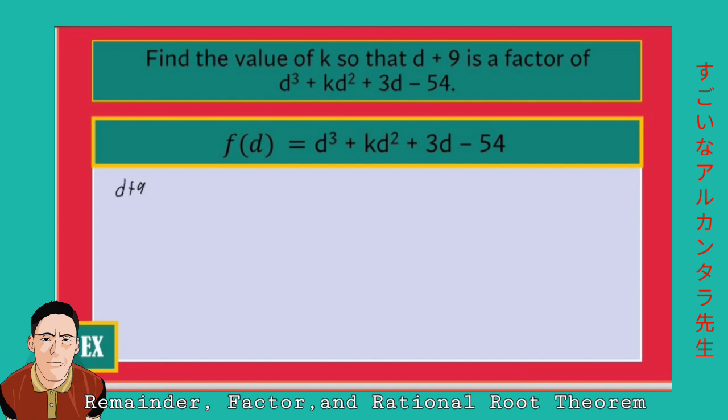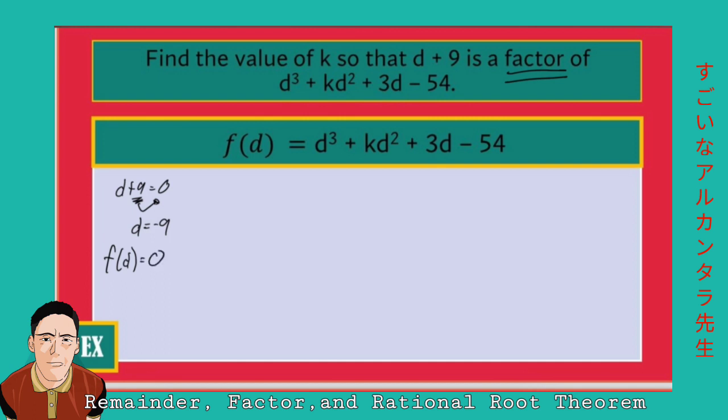Equate it to 0. Transpose d is equal to -9. So now we're identifying if it is indeed a factor. That means all we have to do is to change f of d to 0. So later on, f of d should be equal to 0. So let's continue with this one.